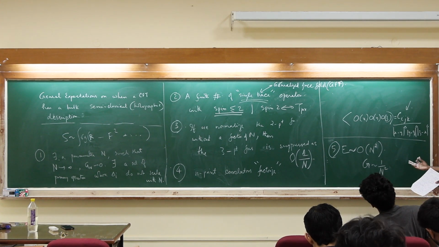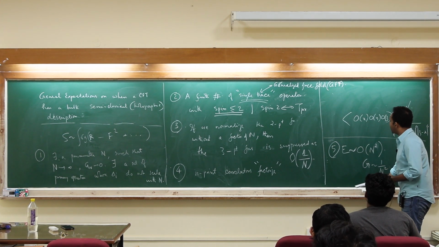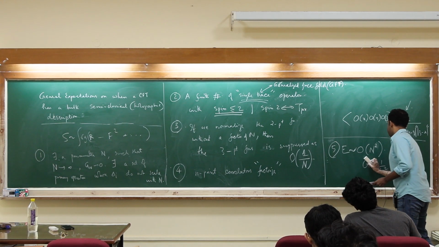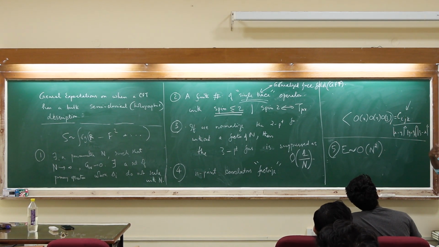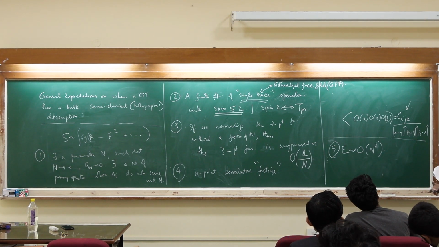So the point would be that the reason why this has to scale as order n square is because only then will it back react sufficiently to create a black hole or a curved space-time, or something that is not AdS. That's what it really means.